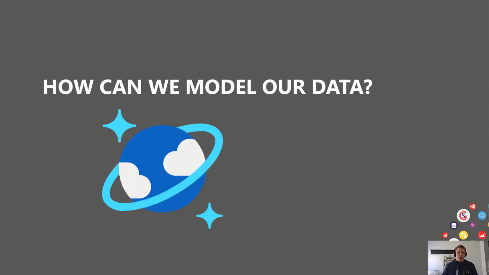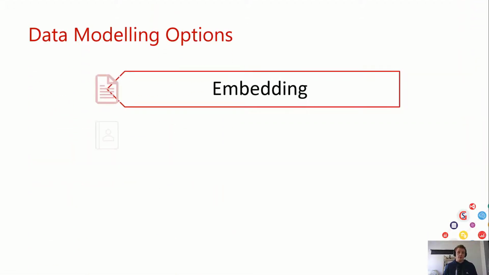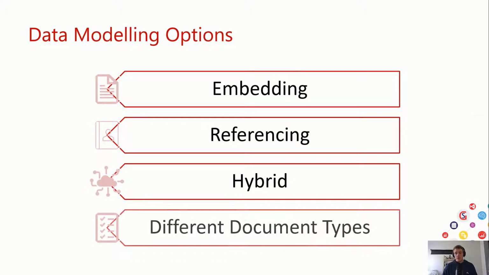So with all this in mind, you might be scratching your head thinking, well, how can we actually model our data in Azure Cosmos DB? So with Cosmos DB, we have a few options at our disposal. We can use embedding in our documents. We can reference data in some documents that reference the data that's sitting in other documents. We can use a bit of both using a hybrid approach. Or we can be really ambitious by storing different document types, that is, different entities, within the same container, being the same table. But let's start off simple by taking a look at embedding first.